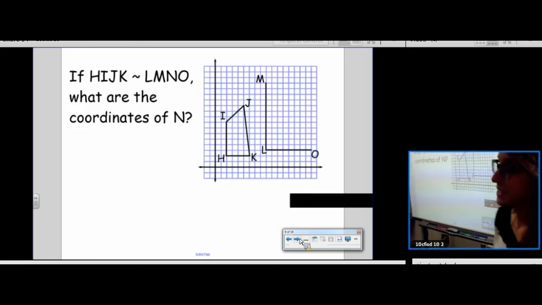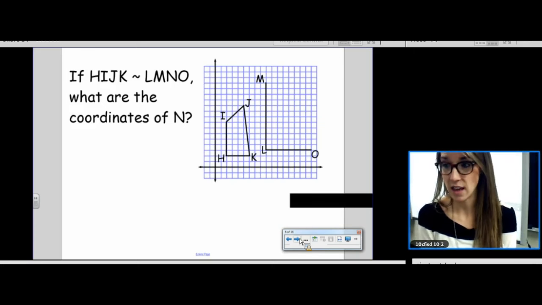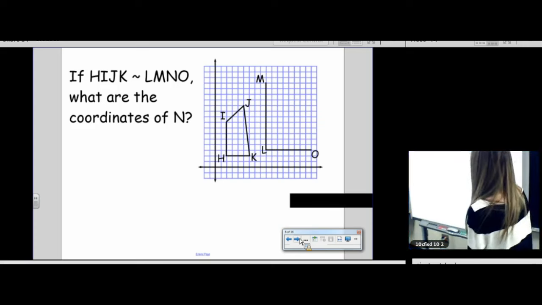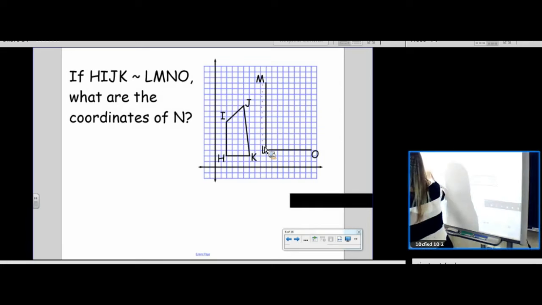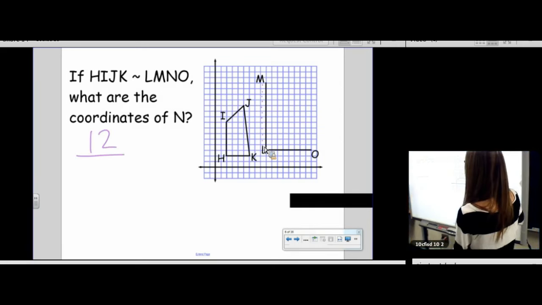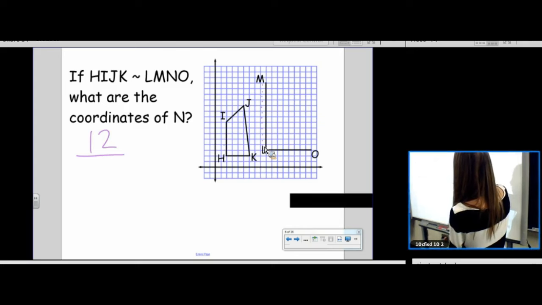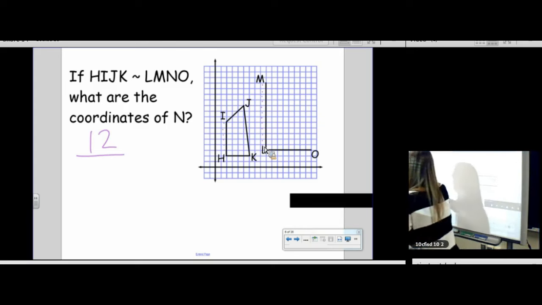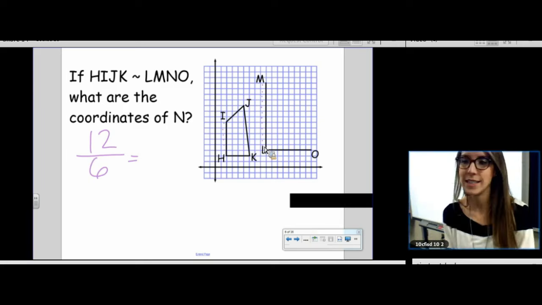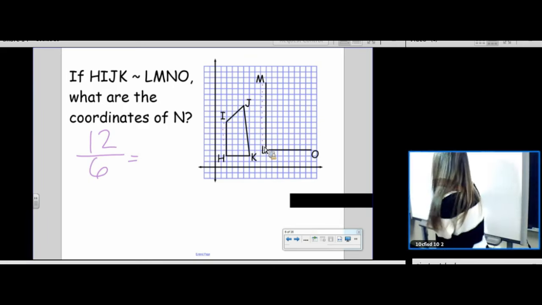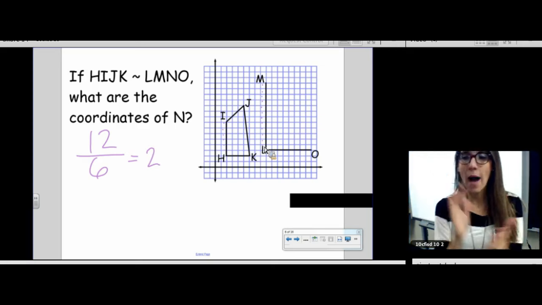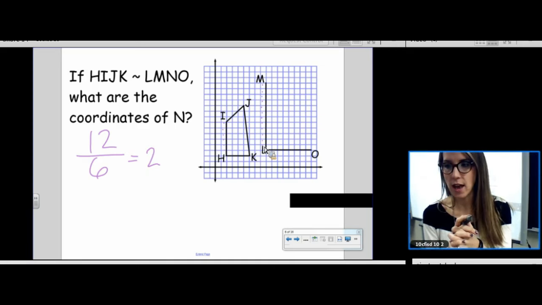What I would do first is find the scale factor. Let's find it. ML is 1, 2, 3, 4, 5, 6, 7, 8, 9, 10, 11, 12. ML is 12, and HI is 1, 2, 3, 4, 5, 6. Well, that's easy. What is the scale factor? 2. So that means that this shape is twice as big as HIJK. Scale factor is 2, second over first.